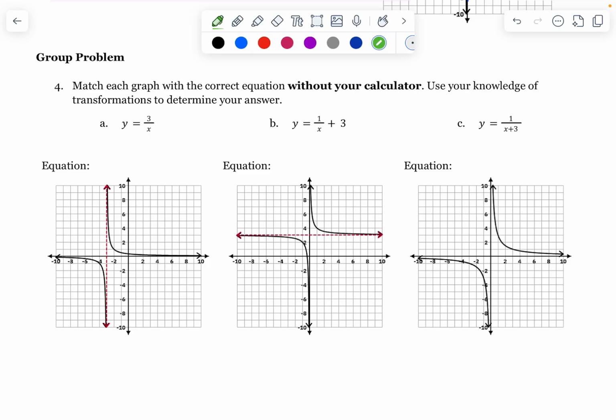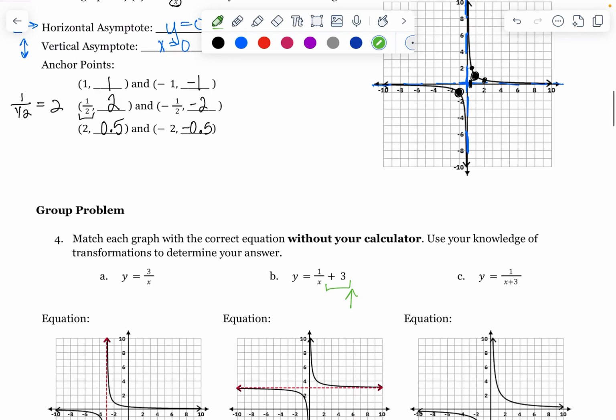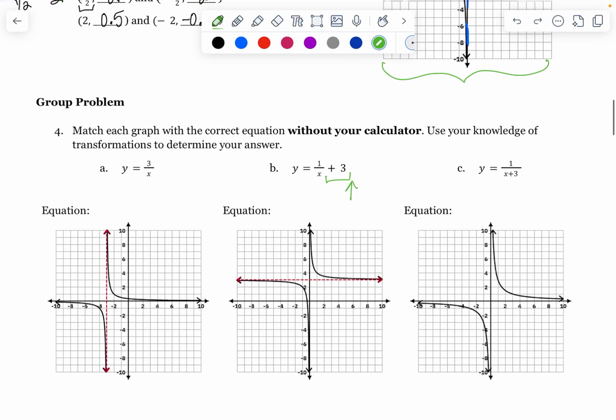It says match each graph with the correct equation. I'm going to start with the middle equation here at B because I noticed the +3 on the outside. That is pushing everything up 3. When I think about transformations, I'm thinking about this graph getting shifted up 3, and so my horizontal asymptote is also getting shifted up 3. So this graph right in the middle would be my graph for B because my horizontal asymptote got shifted from where my x-axis was up 3 units.